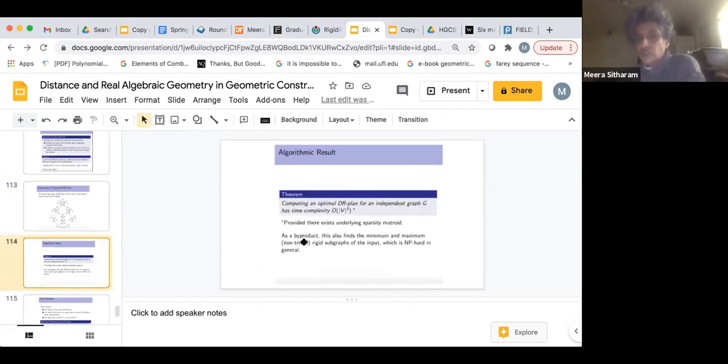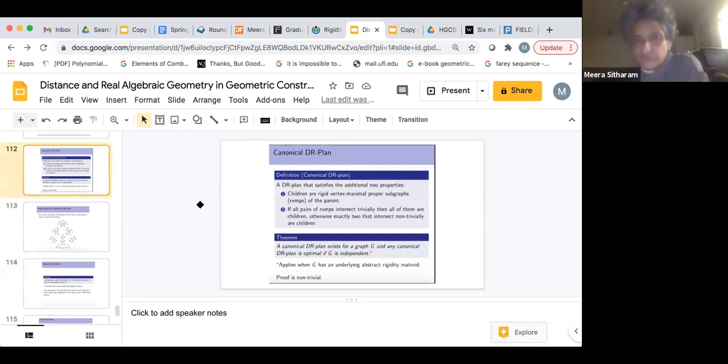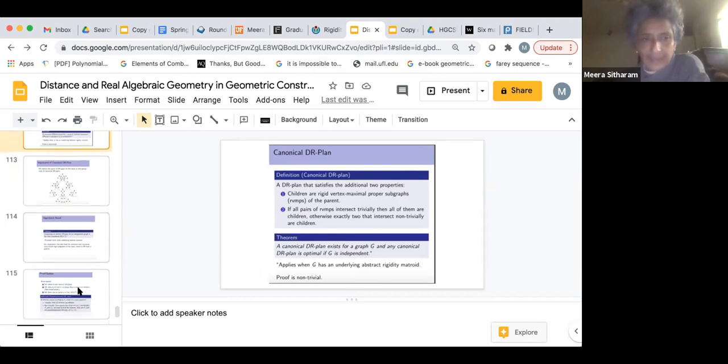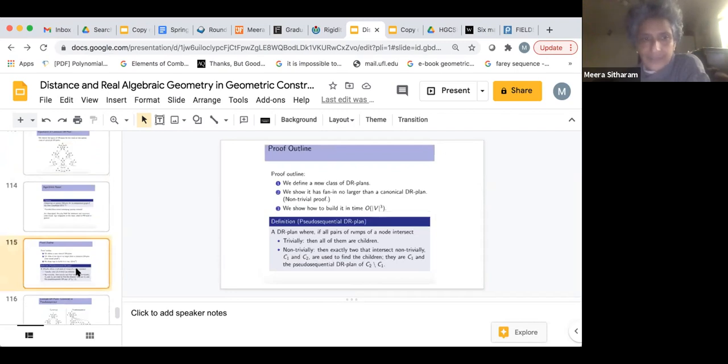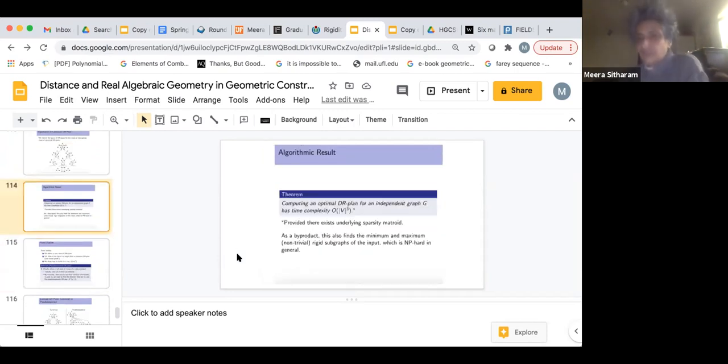And what we will eventually prove is this theorem: a canonical DR plan exists for a graph, and any canonical DR plan is optimal if G is independent in the d-dimensional rigidity matroid. So just these two are sufficient. We'll prove that later. But today I would like to motivate why we want to go through this graph theoretic kind of proof.